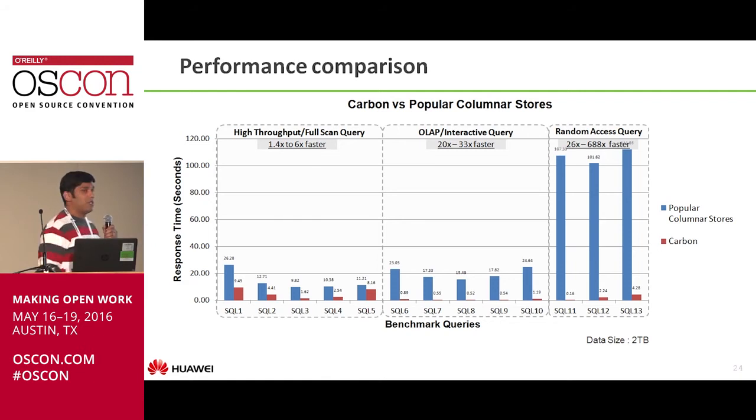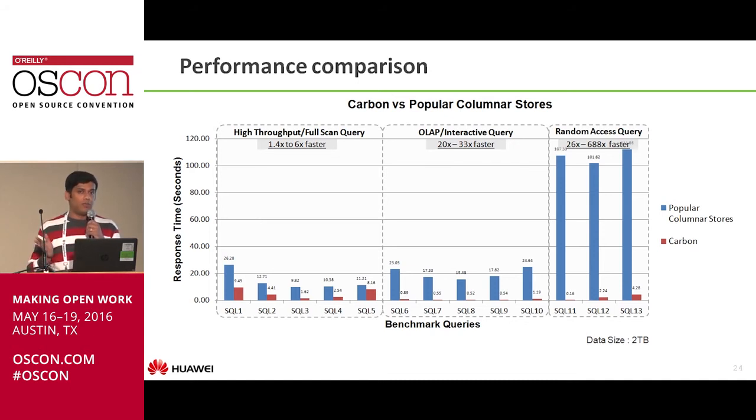As you can see from the chart, CarbonData is much faster than existing popular columnar data stores in most of the queries, almost all of the queries. For the sake of clarity, we have categorized the queries into 3 types. As Jihong had mentioned, you have the high throughput full scan query, the OLAP interactive analysis query, and the random access queries.